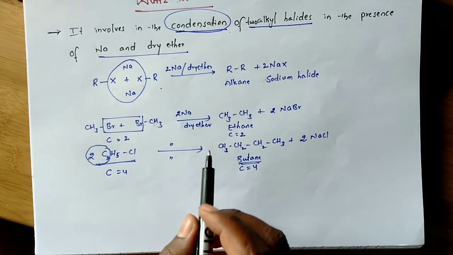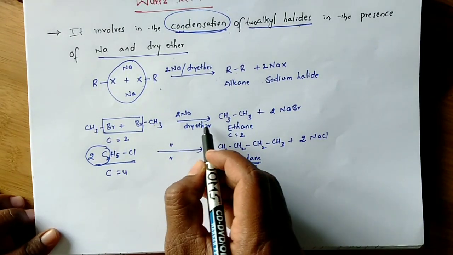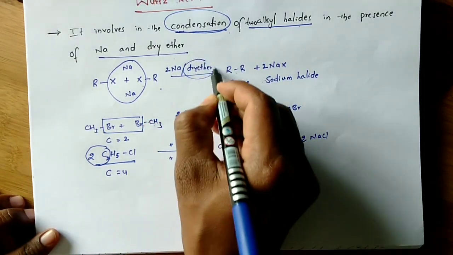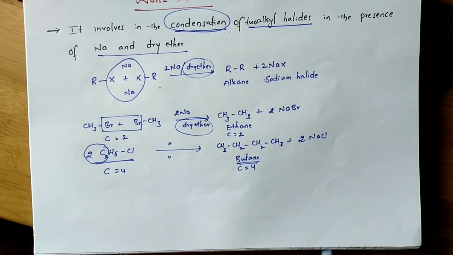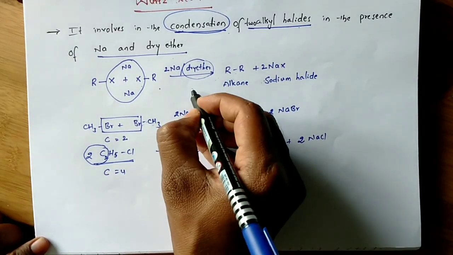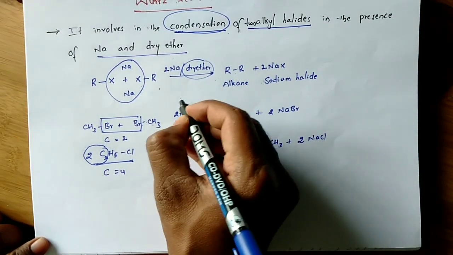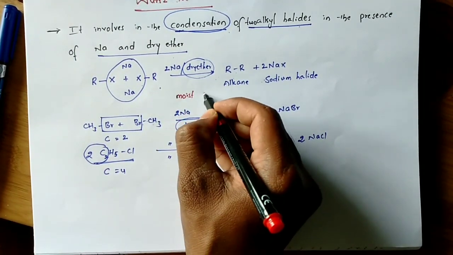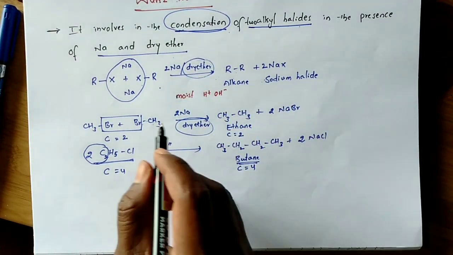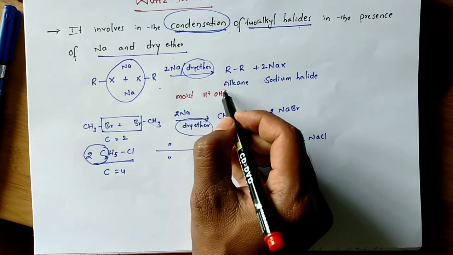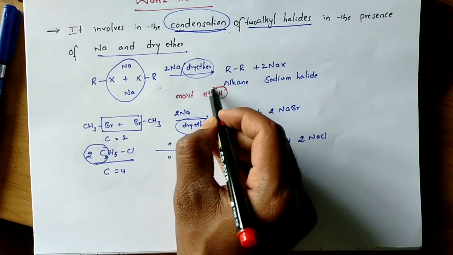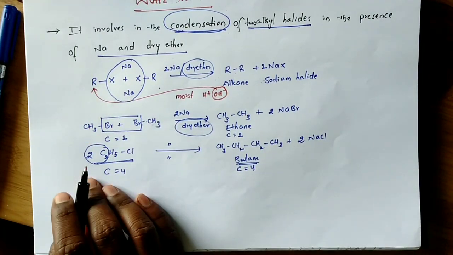One more thing we must remember: why are we taking dry ether here? Why not wet ether, moist ether? Because if you take wet ether, it contains some moisture. That moisture contains H plus and OH minus ions, so there is a chance of formation of alcohols. This alcohol group may attack the alkyl group.